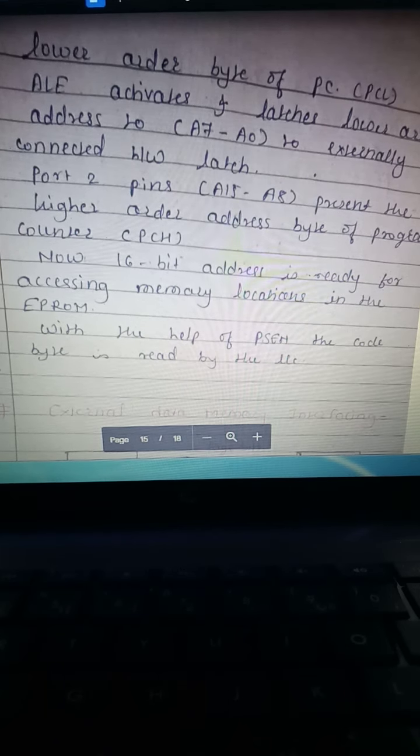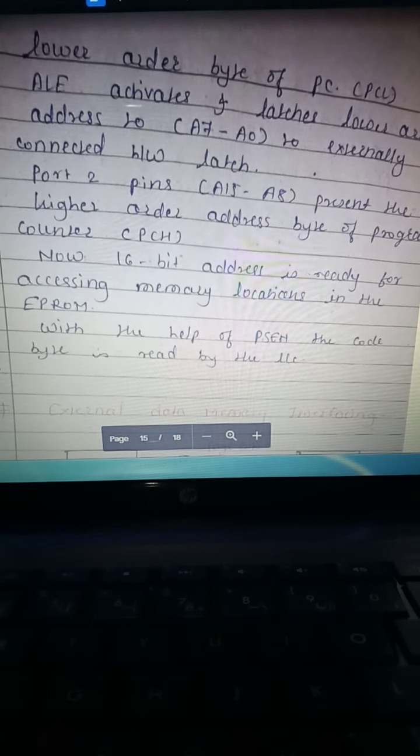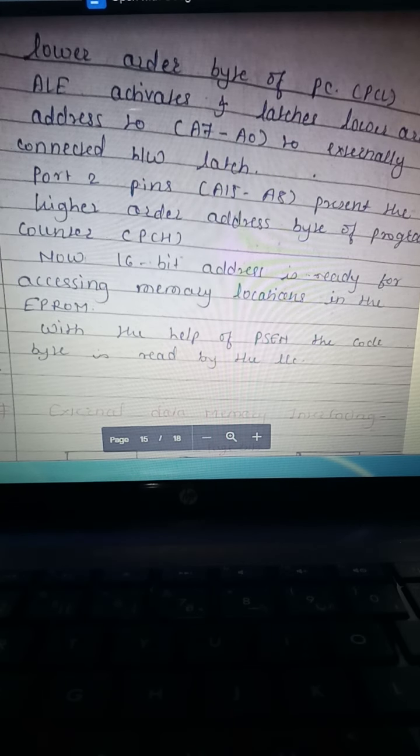referred to as PCH. Now the 16-bit address is ready for accessing memory locations in the EPROM, and with the help of program store enable, the code byte is read from the microcontroller. So this is the way to interface the external program memory. Whenever we are talking about the program memory, always remember that program memory is read only memory, so ROM is referred to as program memory.